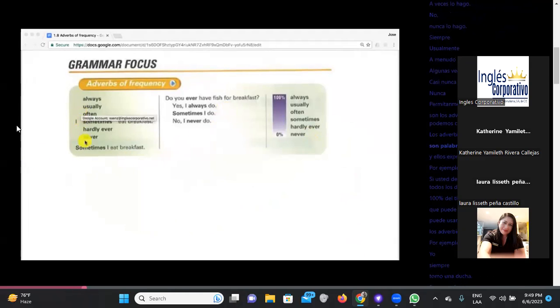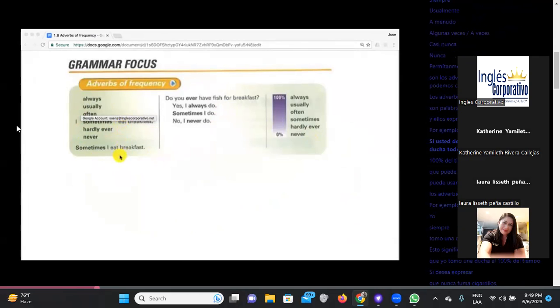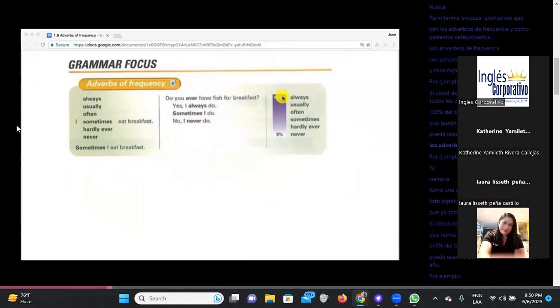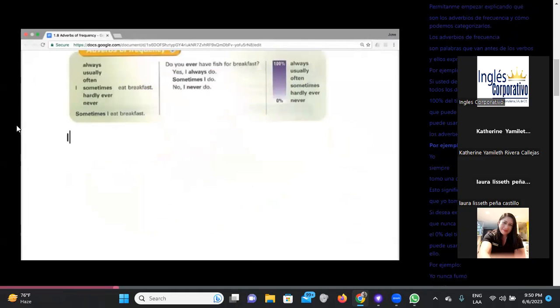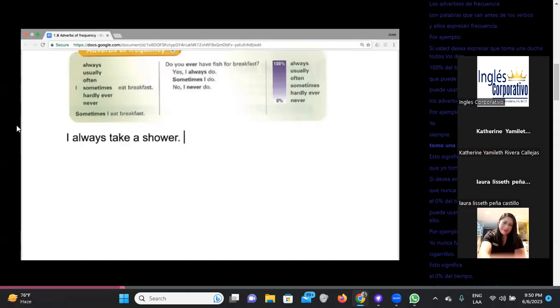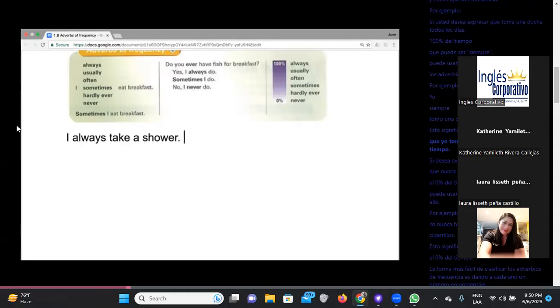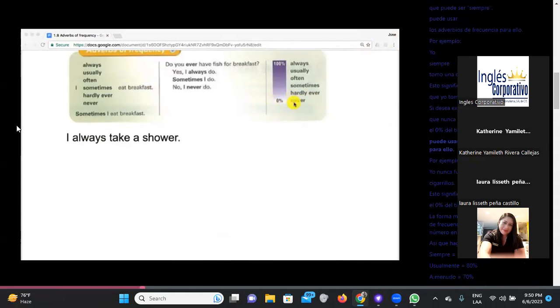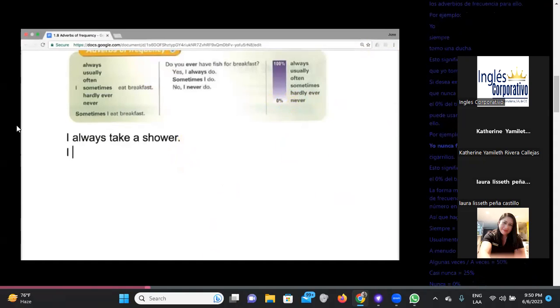Let me start by explaining what adverbs of frequency are and how we can categorize them. Adverbs of frequency are words that come before the verbs, and they express frequency. For example, if you would like to express that you take a shower every day, 100% of the time, that will be always. You can use adverbs of frequency for that. For example, I always take a shower. This means I take a shower 100% of the time. If you would like to express that you never smoke cigarettes, this means 0% of the time. You can use adverbs of frequency for that. For example, I never smoke cigarettes.